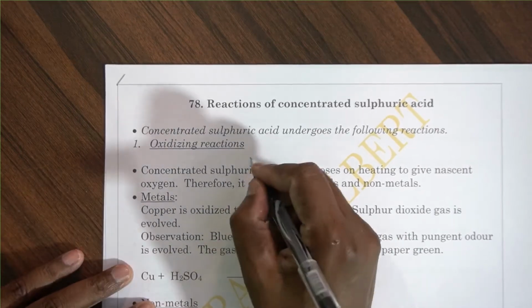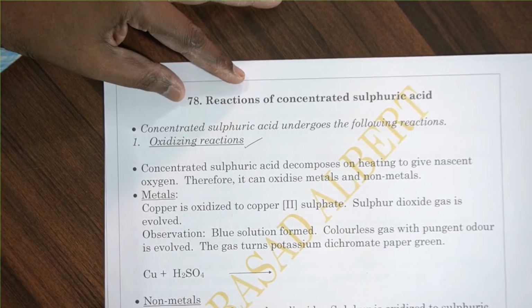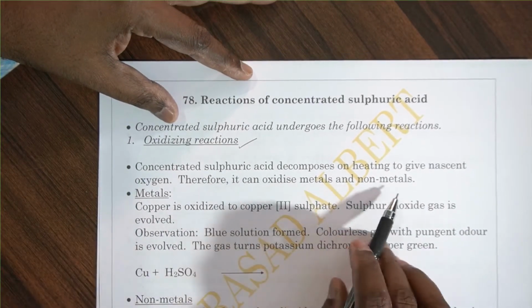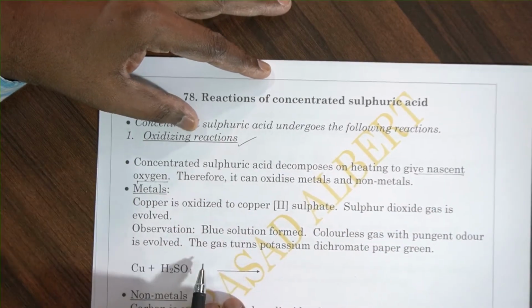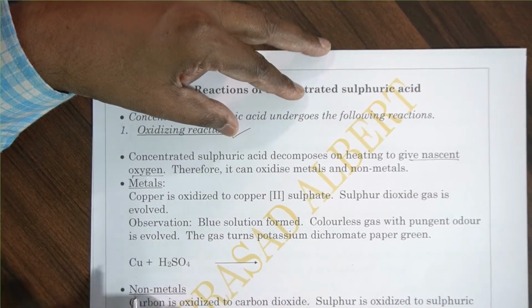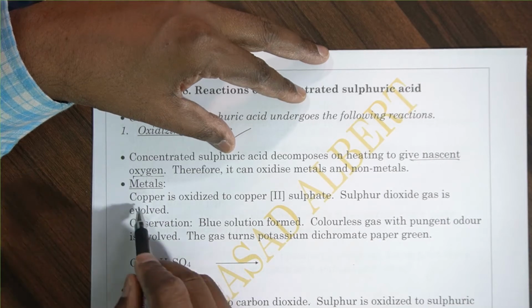The first one is the oxidizing reactions. It undergoes oxidation reactions. In other words, it oxidizes other substances. Concentrated sulfuric acid decomposes to give nascent oxygen. Now, this reaction is what is responsible for oxidation. So, it can oxidize metals as well as non-metals. Under metals, in our syllabus, we have only copper.